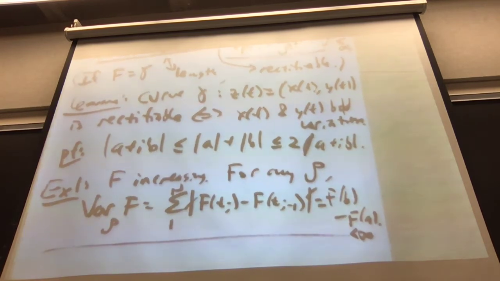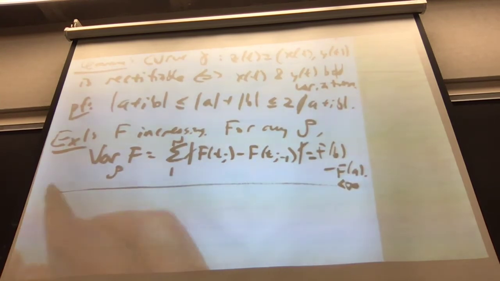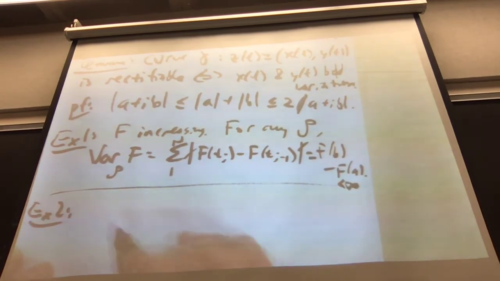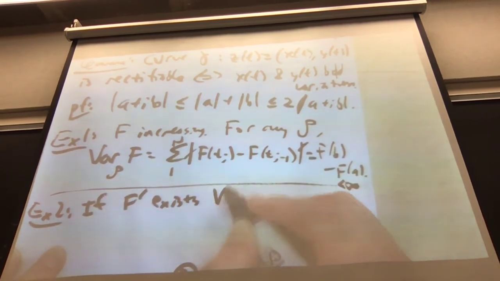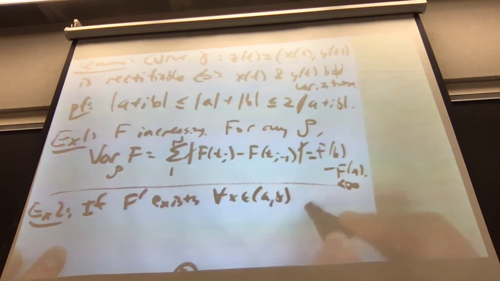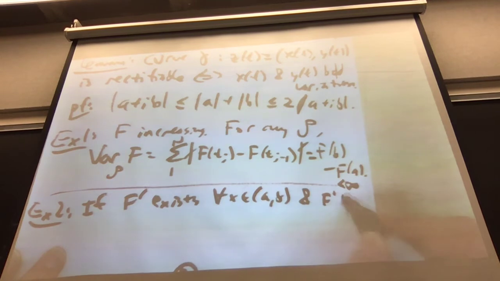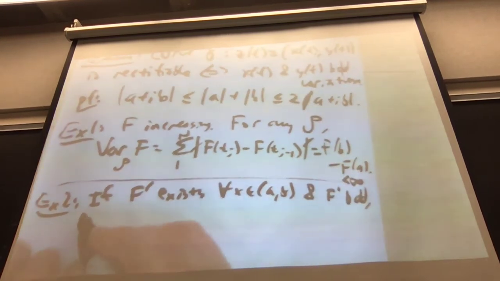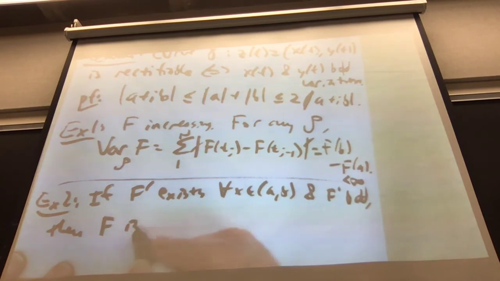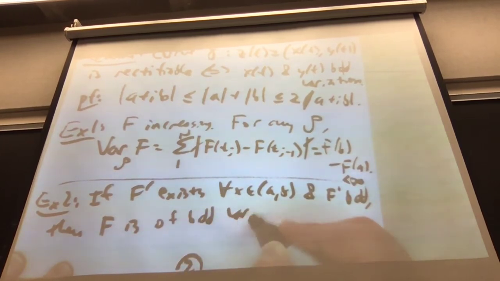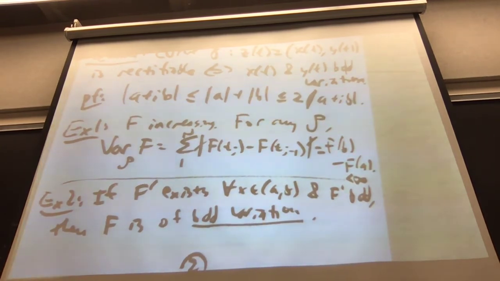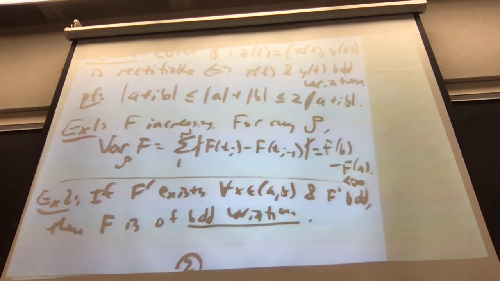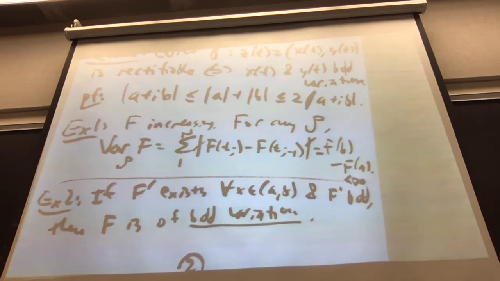Okay, example 2. If f prime exists for all x in (a, b), and f prime is bounded, then f is of bounded variation. Why is that? Mean value theorem, exactly. Proof?